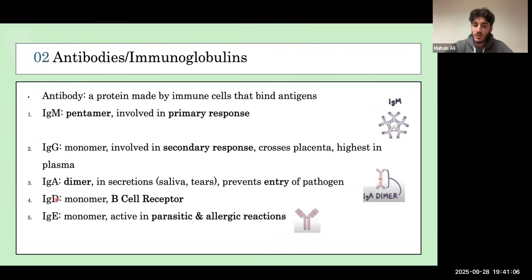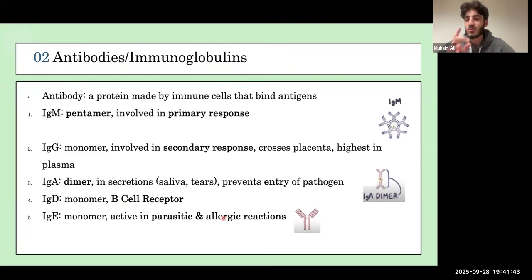Now your IgD over here is a monomer again. It's associated with your B cell receptor. So you remember how we said your antibody can either be membrane bound or free in the blood. So IgM, IgG, IgA, and IgE are all free in the blood. Your IgD is actually membrane bound on your B cell receptor, which makes your B cell receptor. Right? Your IgE again is a monomer and it's going to be active in parasitic infections as well as allergic reactions.